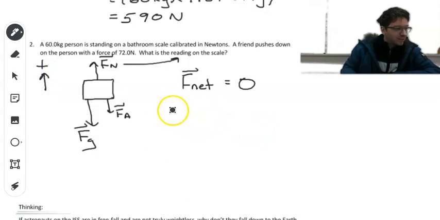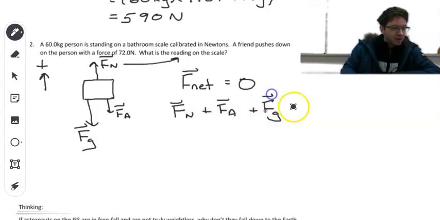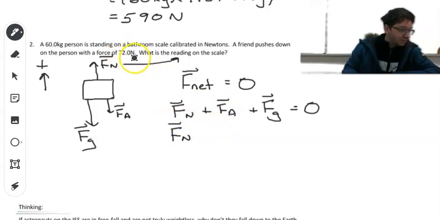So let's write all of our forces first. We have the normal force, we have the applied force, and we have our force of gravity. And that all equals 0. So normal force is what we're looking for. The applied force is 72 newtons down, so I need to make that negative, so negative 72 newtons.